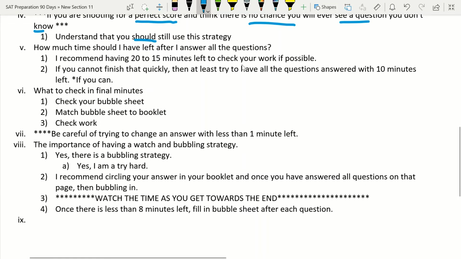All right, so how much time should I have left after answering all the questions? This is another big part with pacing for the math with calculator section. We don't just want to finish all of our questions in 55 minutes. We want to actually finish them in less than 55 minutes. That way we have time to go through and make sure that our bubble sheet matches our booklet and check any problems that we struggled with. So what do I recommend? Well, I recommend having 20 to 15 minutes left to check your work if that's possible.